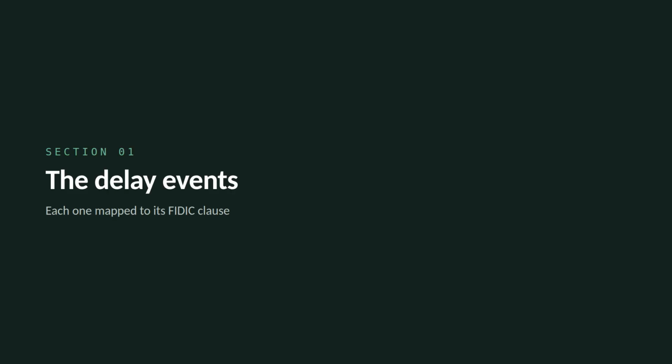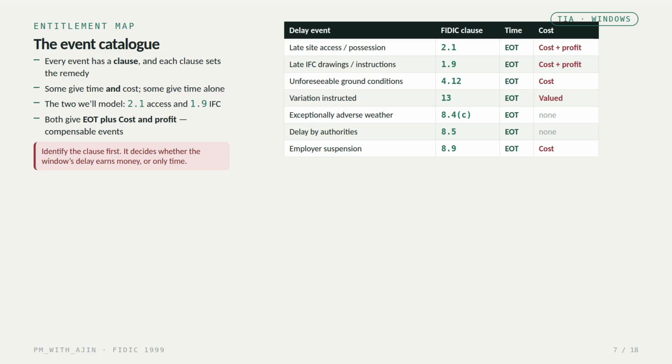That's the technique. Now let's bring in the real delay events and map each one to the FIDIC clause that gives the entitlement. Here's the entitlement map. Every delay event has a governing clause, and the clause sets the remedy. Late site access or possession sits under subclause 2.1 and gives extension of time plus cost and profit. Late drawings or instructions, our IFC event, sit under 1.9, again time plus cost and profit.